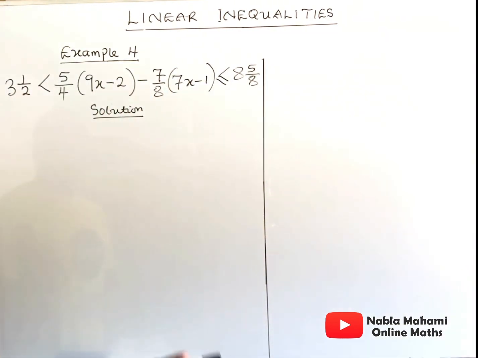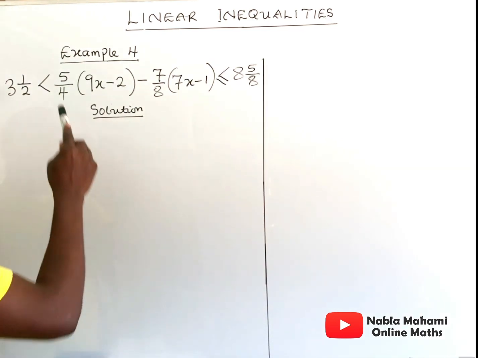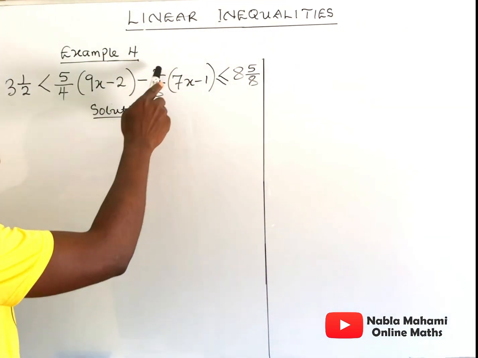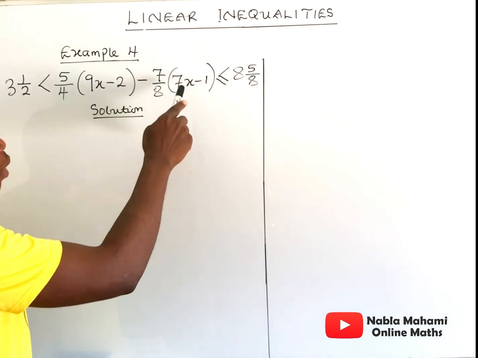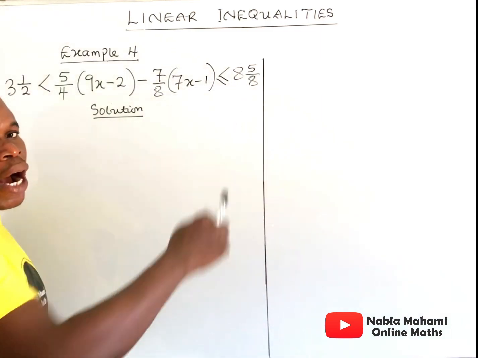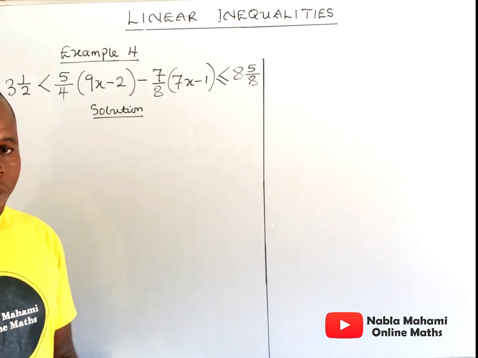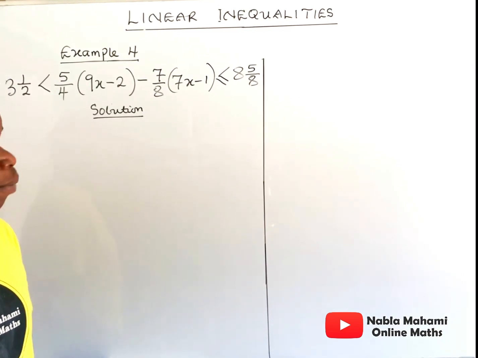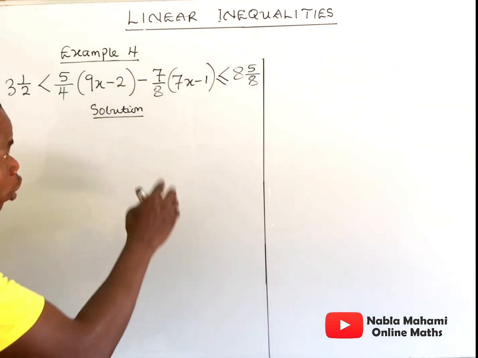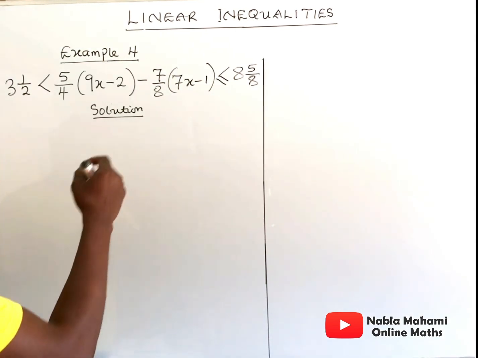The example says, solve 3 whole number 1 over 2 less than 5 over 4 multiplying 9x minus 2 minus 7 over 8 multiplying 7x minus 1 less than or equal to 8 whole number 5 over 8. So we are going to solve this linear inequality. Then after that, we graph our solution on a number line. And you can see that this example is different from the lesson 1 examples because this one we have mixed fractions. So let's look at how we solve this particular inequality.